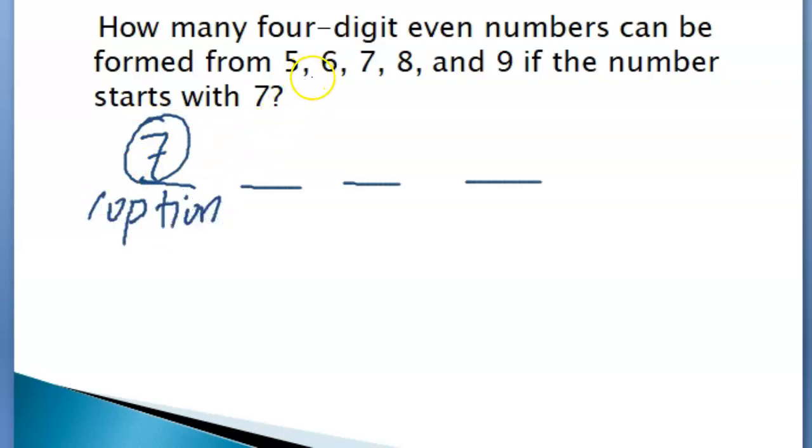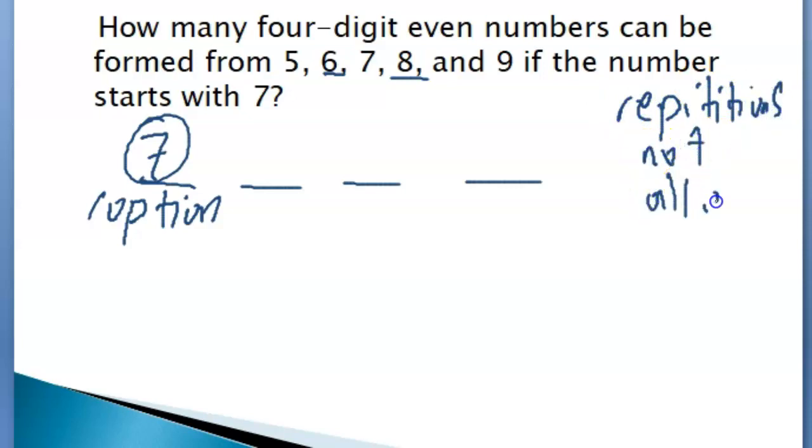Now for the number to be even, it has to end with either 6 or 8. By the way, we're assuming that repetitions are not allowed. So in other words, we can't use a number twice. Repetitions not allowed. So for the number to be even, it has to end with either 6 or 8.